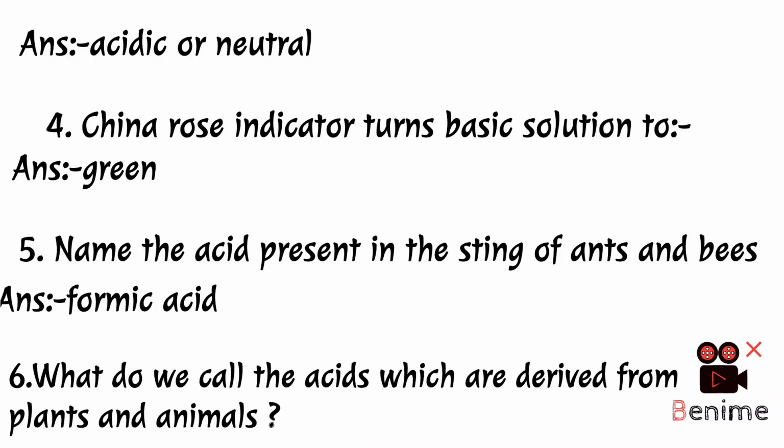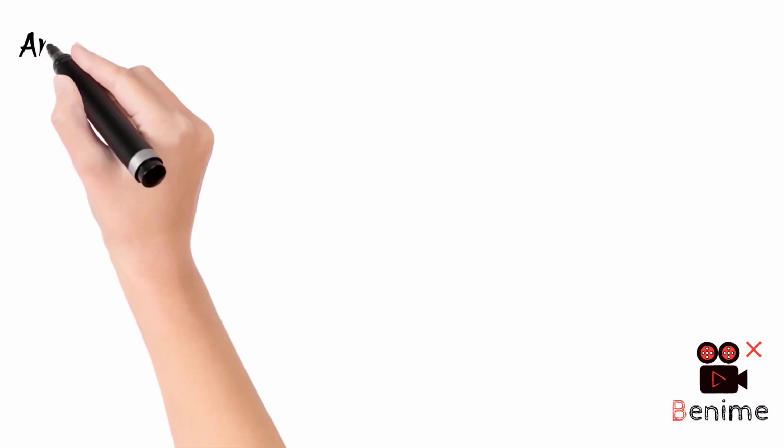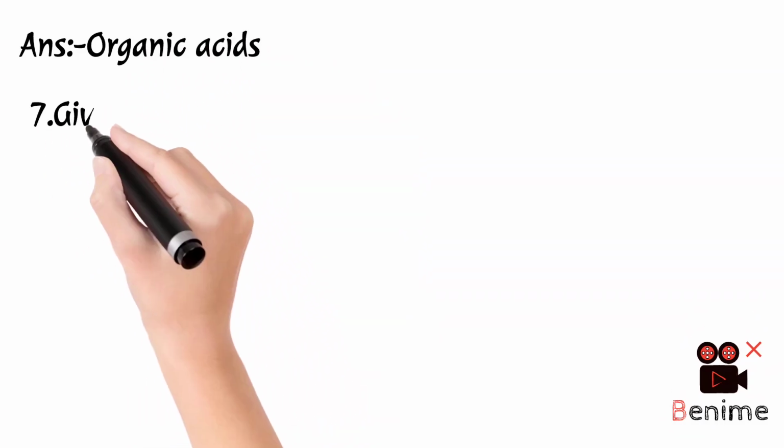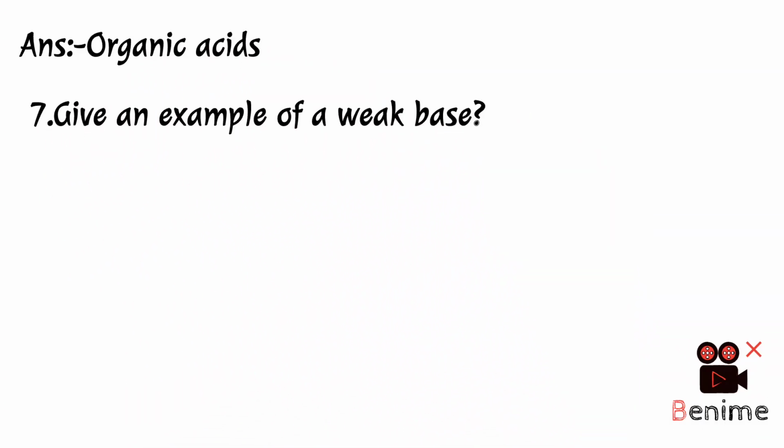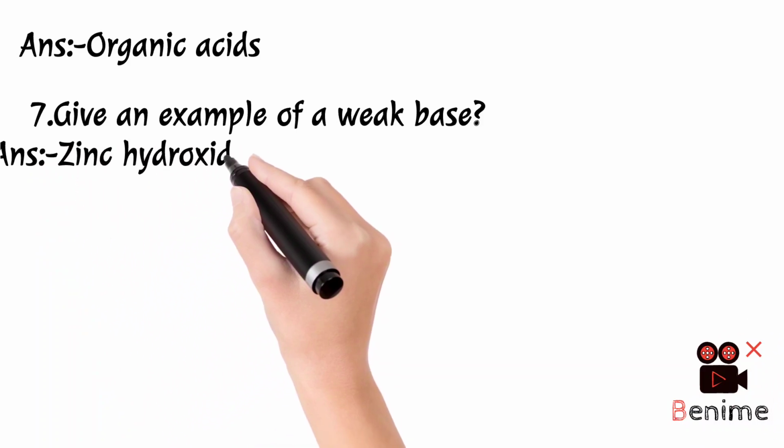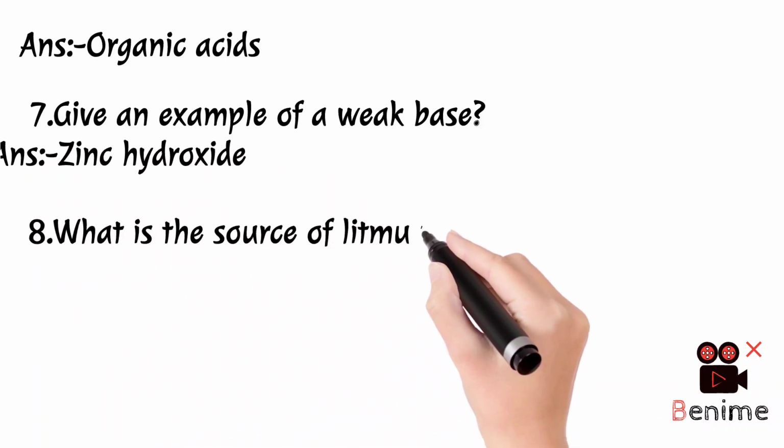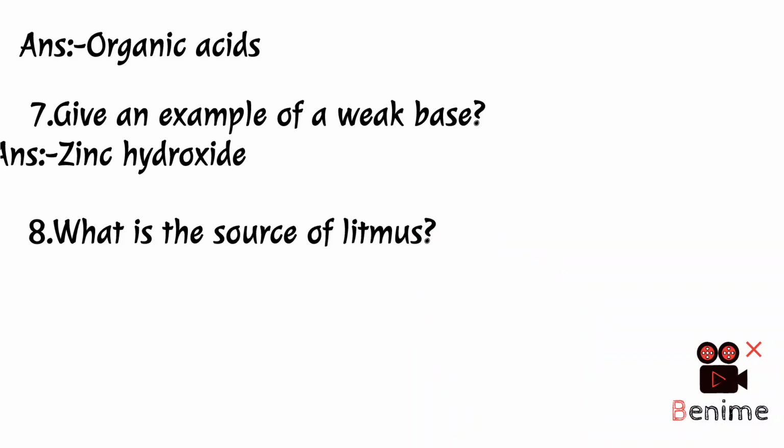Question number 6. What do we call the acids which are derived from plants and animals? It's organic acid. Some examples of organic acids are lactic acid, oxalic acid, glycolic acid. Question number 7. Give an example of a weak base. It's zinc hydroxide. Question number 8. What is the source of litmus? It's lichen.